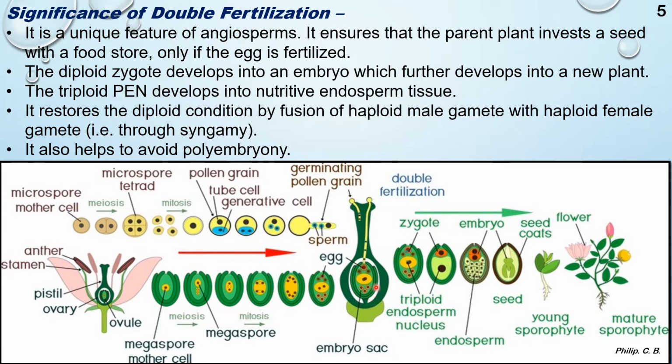Then in the embryo sac, once the pollen tube which has passed through the style reaches the ovule, it bursts open to release both the male gametes, and syngamy and triple fusion take place. Further, the zygote forms, and then the zygote, along with the triploid endosperm nucleus, further forms the embryo. The embryo forms the seed. Now the seed along with the seed coat, and then further the formation of the young sporophyte which matures into a new individual or mature sporophyte. So you can see from the flower to the formation of a new plant.